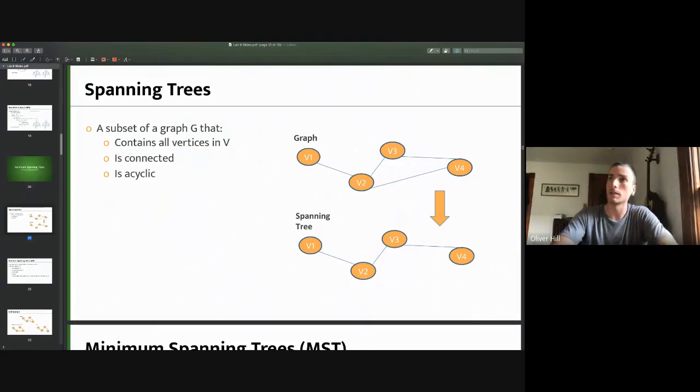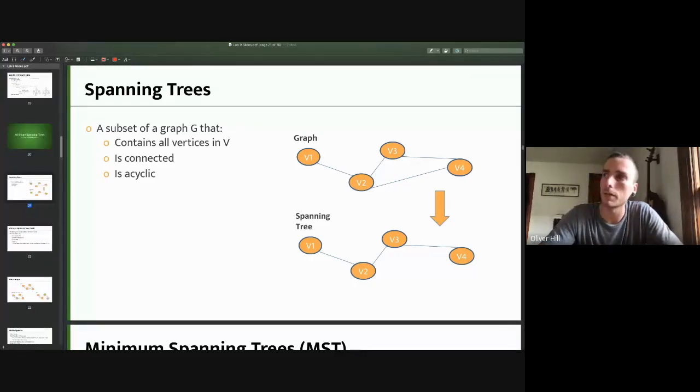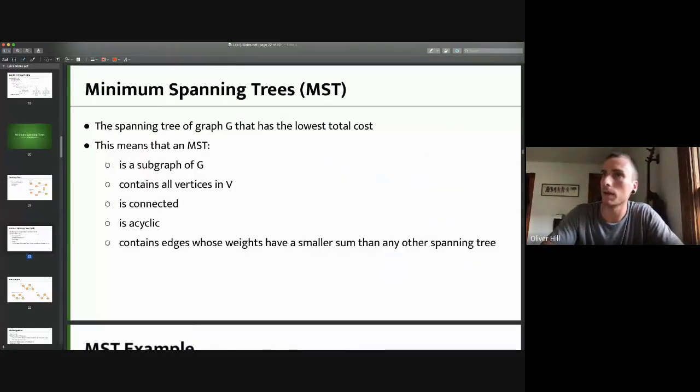So a subset of a graph G that contains all the vertices in V, is connected, and does not have any cycles is what we call a spanning tree. It spans the graph. They're very useful for many things, mostly in networking technologies. But yeah, they're very useful.